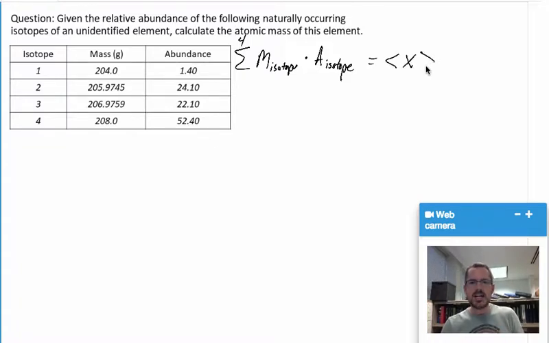Now, when you see brackets the way that I have written up there beside the x value, that's a way that we indicate an average value. So I'll be calculating the weighted average of these 4 isotopes together. Now, the abundance should either be in a percentage value or in a value less than 1. So the abundances that are given, the 1.40, that should be a 1.40%, 24.10%, and so forth. Notice that the masses that are given to me, the label here is in grams.